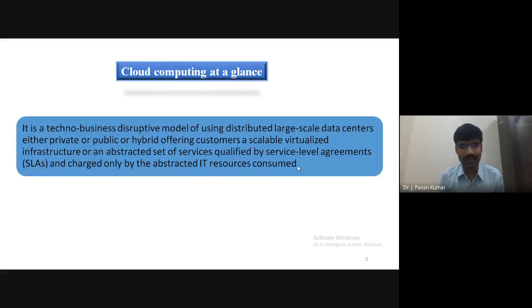So it is a combination of whatever things we have discussed so far with respect to cloud computing. Those are all part of this definition. See here, distributed systems covered, cloud types covered, that is private, public, hybrid, and scalability, that feature of scalable infrastructure we are providing, and an abstract set of services, in the sense of software as a service we have seen in the previous class. So that we are covering, and SLA, and charged only by the abstract IT resources consumed. Up to whatever extent we have consumed, that only we have to pay. So these are all part of cloud computing. It is just a recap of whatever things we have seen.